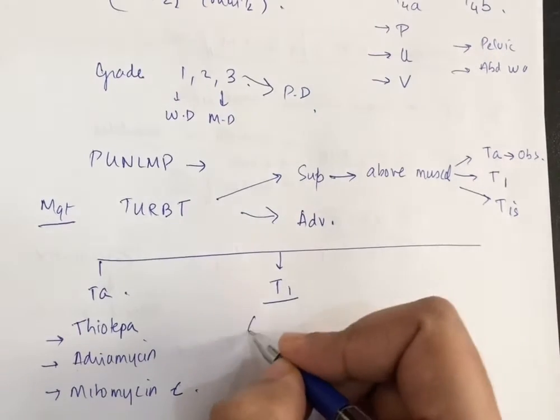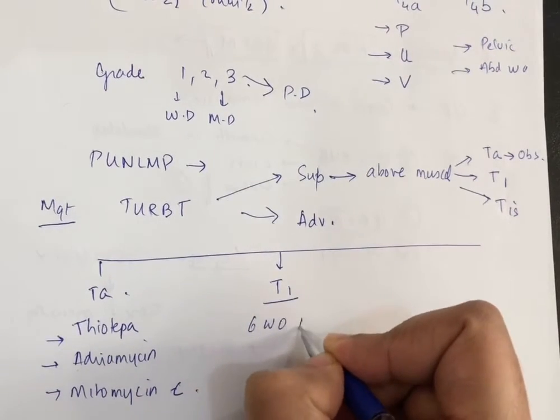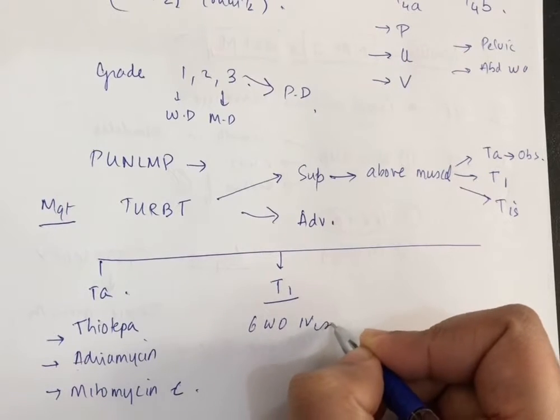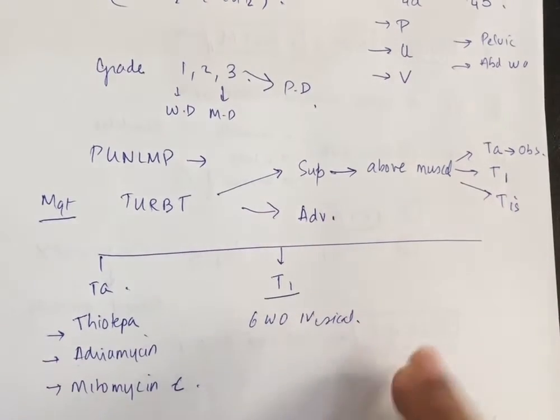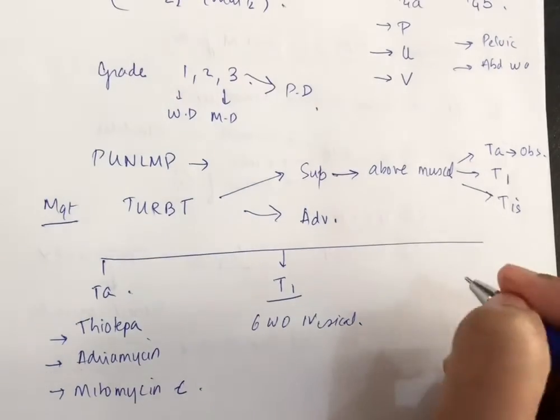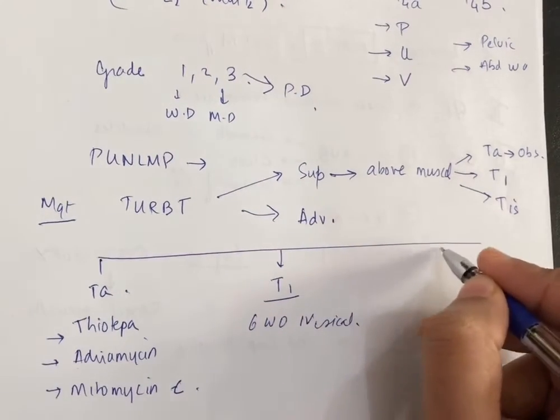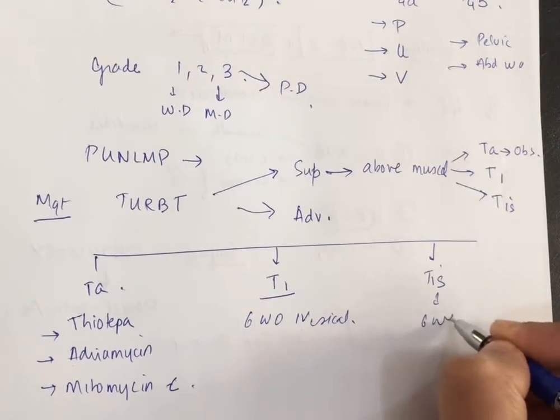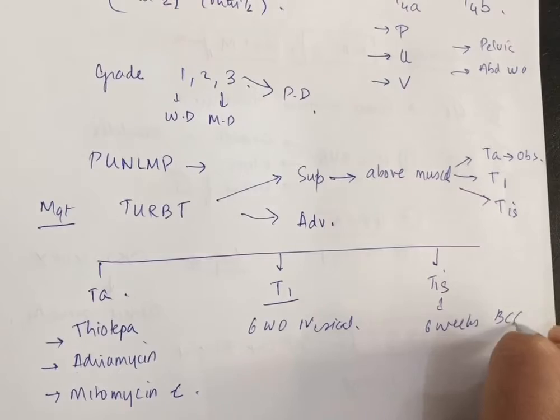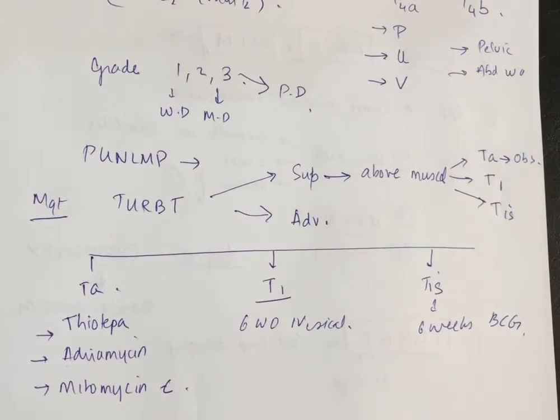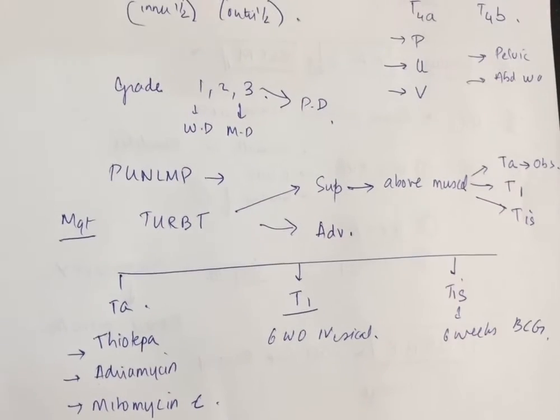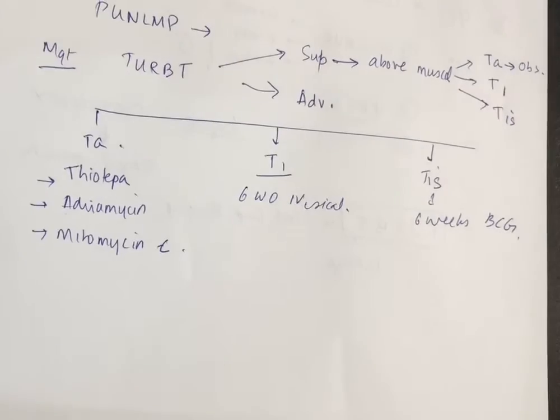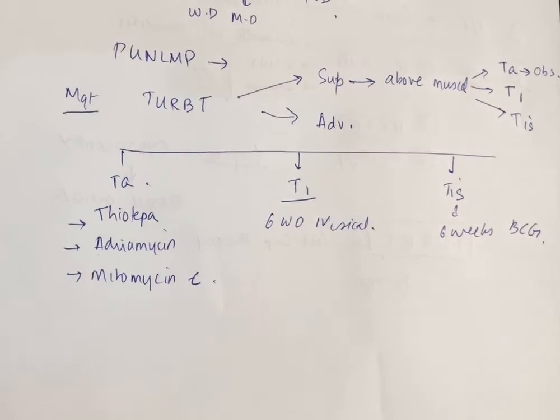Then T1. For T1, what we said, it involves the lamina propria, right? So here it involves 6 weeks of intravesical chemotherapy, or you can give BCG immunotherapy. Okay, so 6 weeks. Then TIS, that is carcinoma in situ. For this it requires 6 weeks of BCG. Then for radical cystectomy, then you require 3 monthly checkups, cystoscopy, and like that.